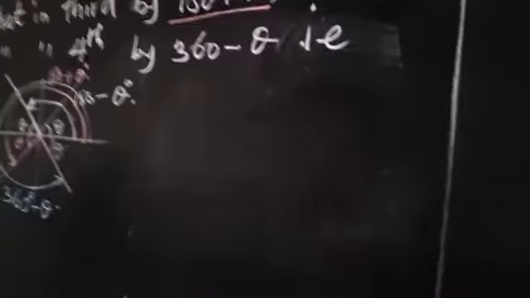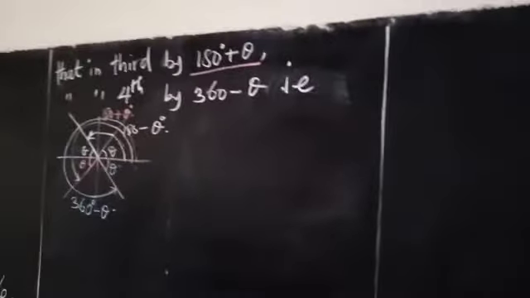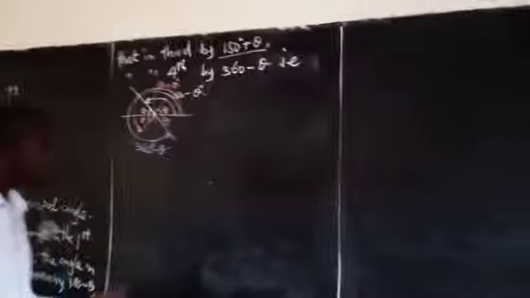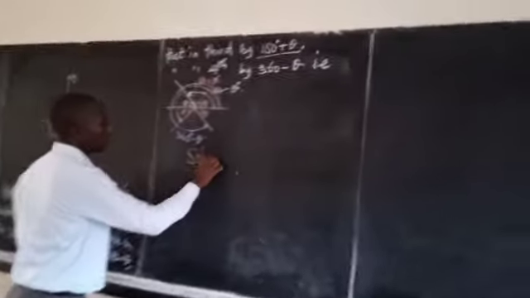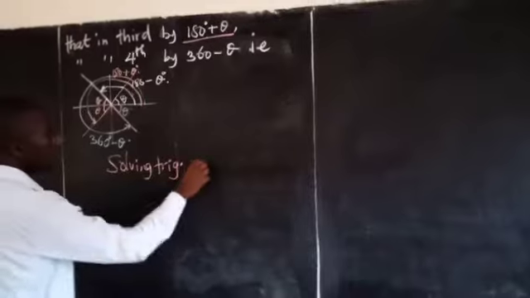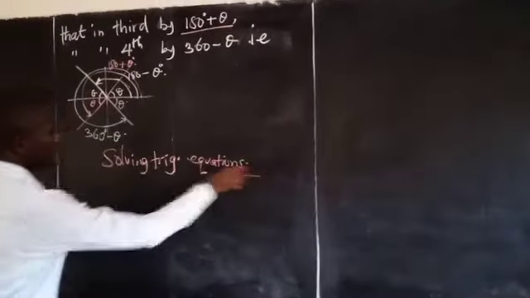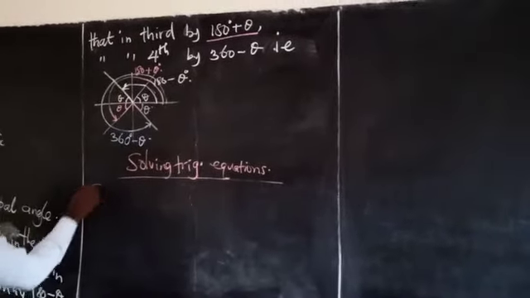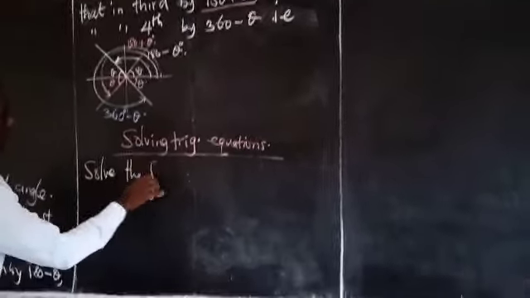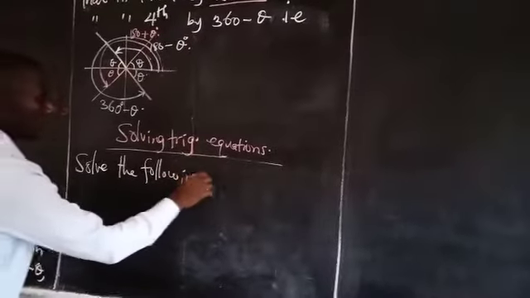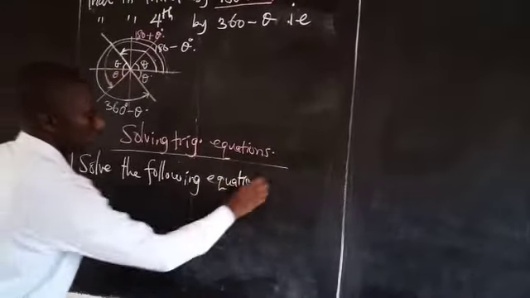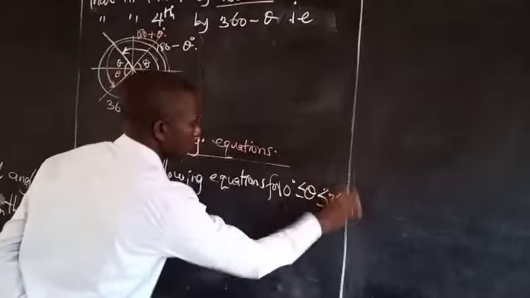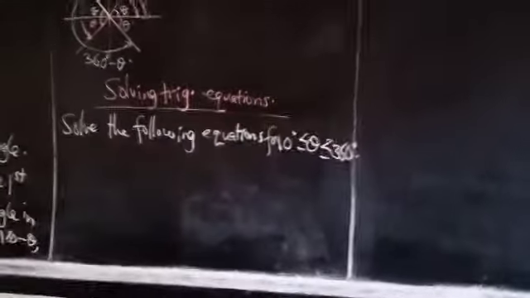So now, of what importance is this to us? The knowledge of this is used in solving trigonometrical equations, and we can have examples. For example, solve the following equations for theta between 0 degrees and 360 degrees inclusive. And we shall just have a few.